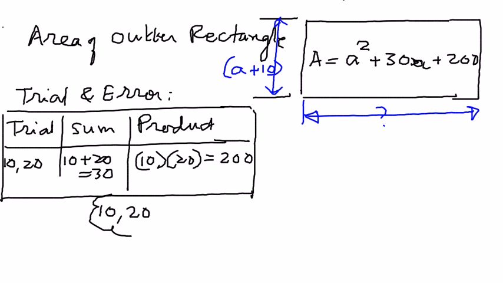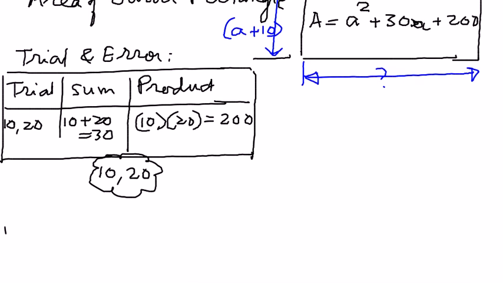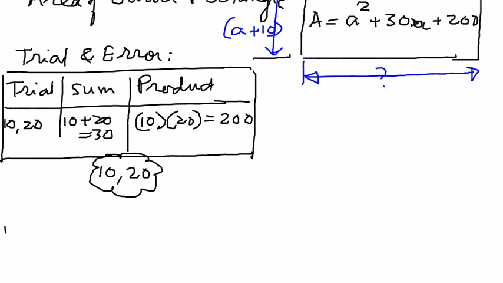So let us put a small cloud around it. And what we need to do now is use these two numbers and expand the middle term. So the trinomial we have is a squared plus 30a plus 200, and we want to expand this middle term using these two numbers.